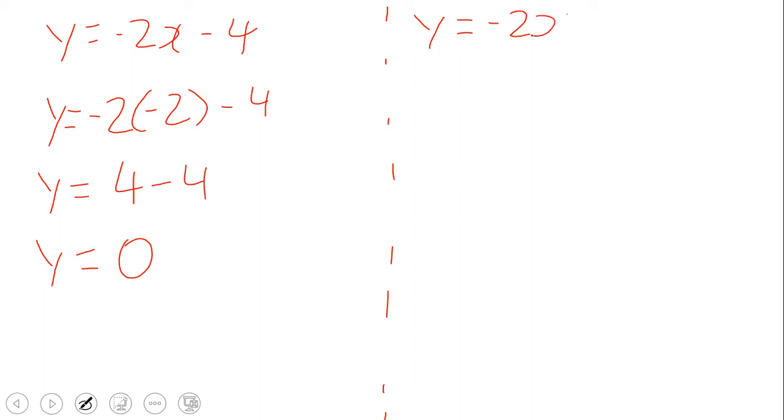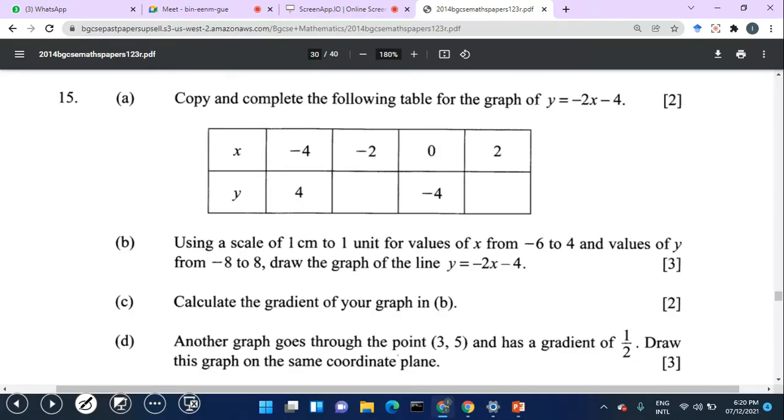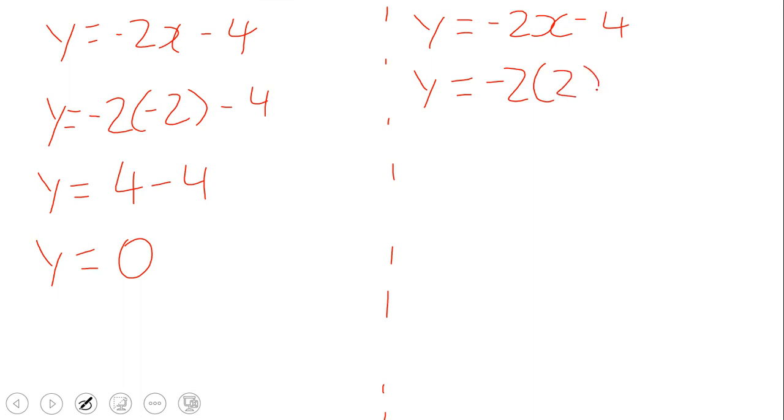That's why I didn't think anything of it, because we got 0 the first time. So this time we substituted the 2. So y equals negative 4 minus 4. y is equal to negative 8. Negative 8. Yes.